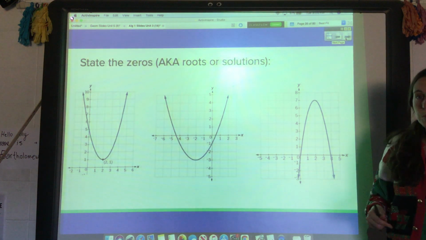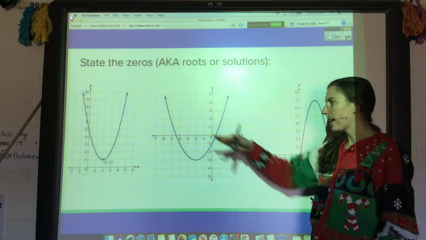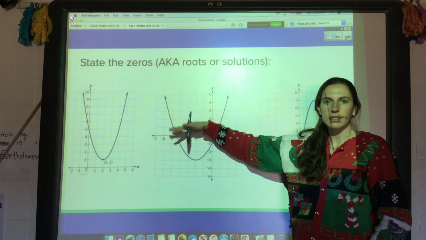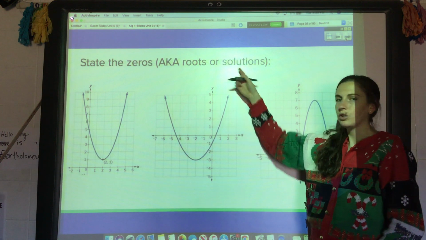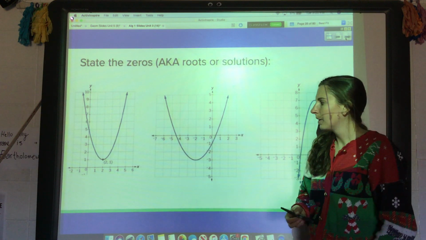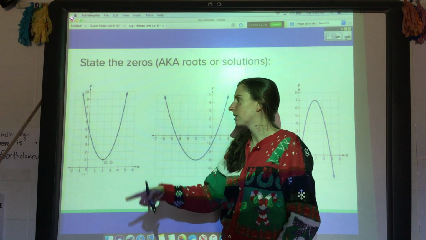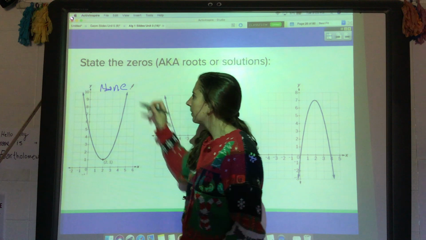All right, zeros we've talked about before plenty of times. Remember, the zeros are just where it hits the x-axis. Literally where the output is 0. Those are also called roots, and they're also just the solutions to your equation. This one does not have any because it doesn't hit the x-axis. Y-axis doesn't count. So this is none.